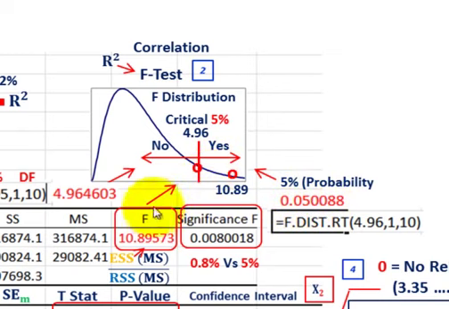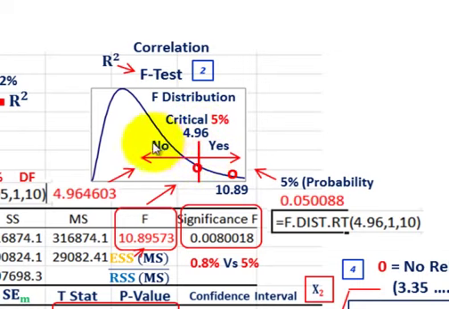But you can see here, going to our curve, now if we're testing, the F value that we have is actually 10.89 here. Our critical value was 4.96. So what we're saying is, because it ends up in the tail here, yes, we passed the test, or we have some degree of correlation here. You can get an idea of how much correlation we have because it's greater than our critical value of 4.96.